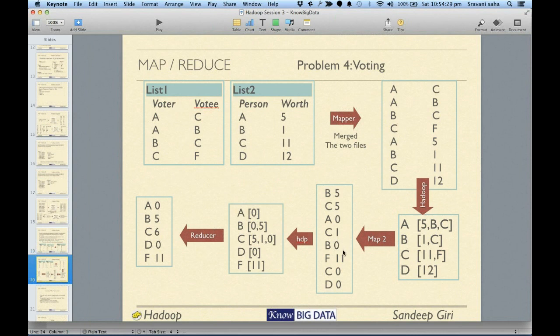B got 0. Alright. Now, in the next stage, all we need to do in the reduce phase is sum up the values. That's all. Okay. Is this clear? No. We first brought together, basically we made the voter the key first. There are multiple problems with this code. I'll talk about them later.